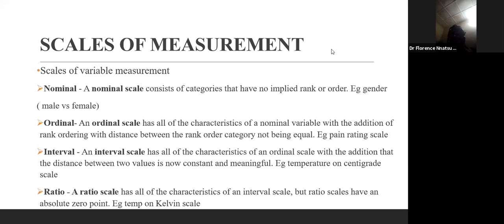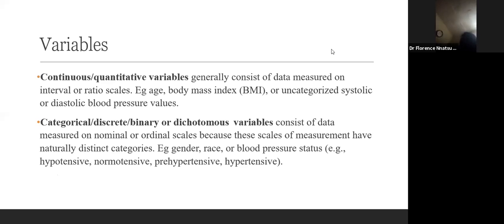Then ratio. We also have characteristics of ratio too. Ratio has an absolute zero point. Example, temperature on the Kelvin scale.